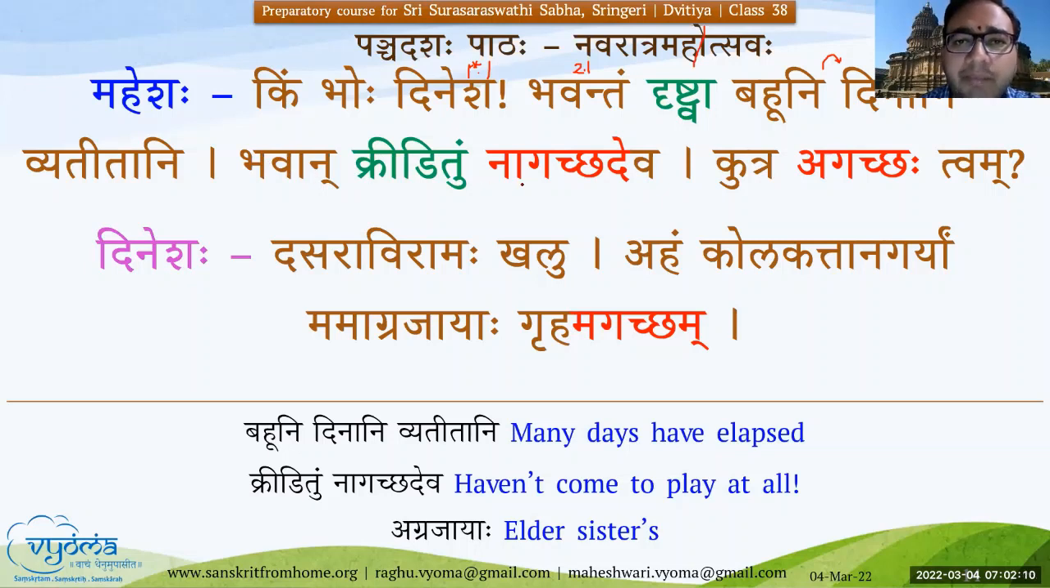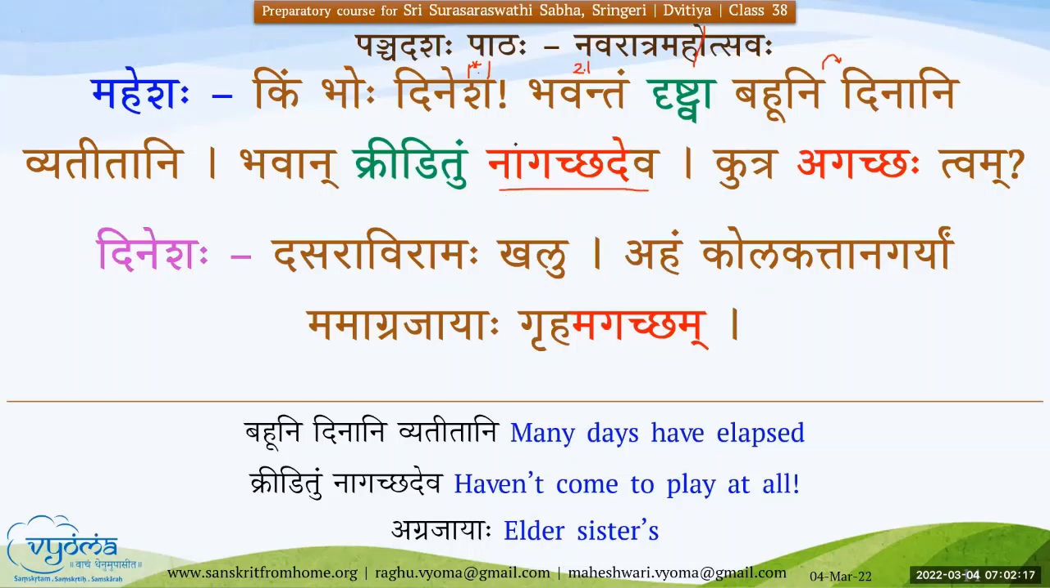Bhavan kriditum nagachadeva. Can you split the sandhi in this word? Na agachat eva. Agachha, savarna dirga sandhi. Na agachat eva. Okay, there are two sandhis here. Agachadeva is called jastva sandhihi.